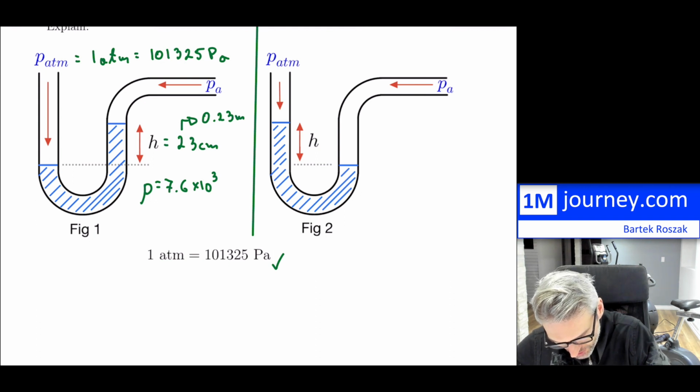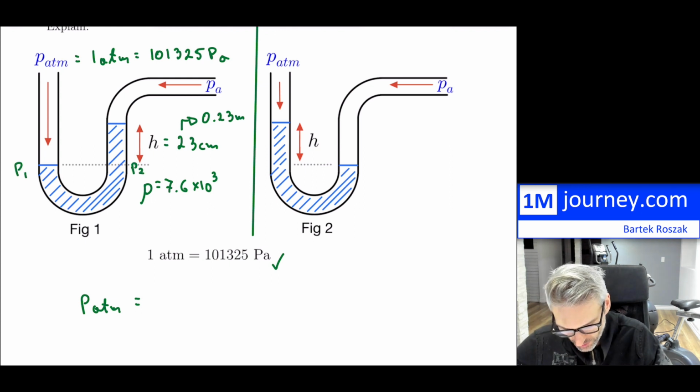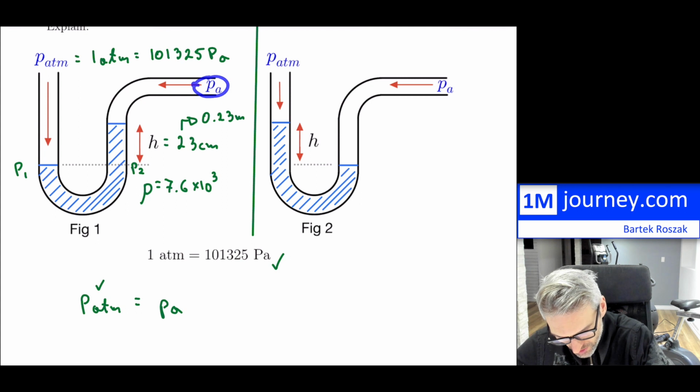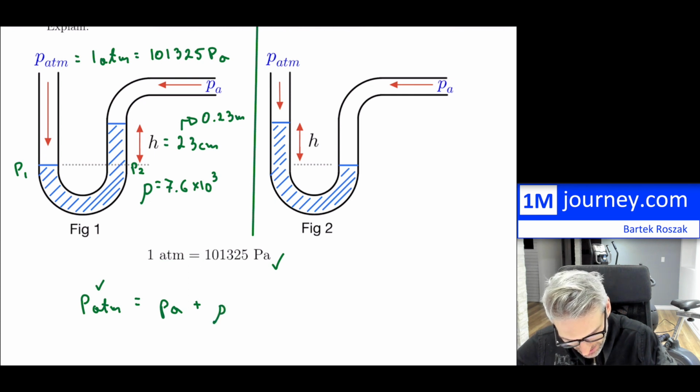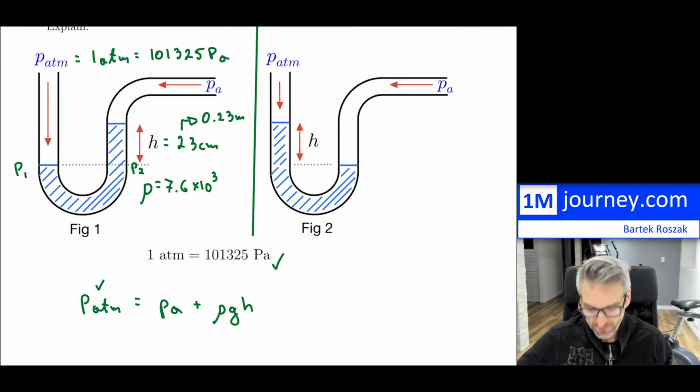On figure number 1, if the two pressures, P1 and P2, are identical, then P1 is just the atmospheric pressure, which is pushing down there. And then pressure P2 is the pressure inside over here, so that pressure plus whatever pressure we have from the actual fluid. That pressure is density times gravity times the depth, or the height. This comes from understanding pressure at a depth of a fluid.